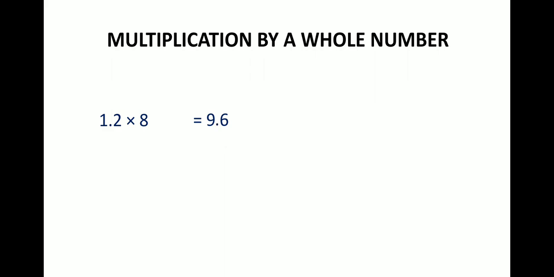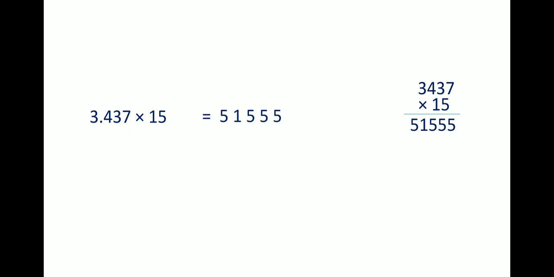Similarly, let's take little bigger numbers now. If you have to multiply 3.437 with 15, then you will simply remove the decimal first and multiply it with the whole number. You know how to multiply. When you multiply these two numbers, you will get 51555, which you will write this way. And remember, when you are writing the answer, please write it with a small gap in between the numbers so that you can place the decimal point easily.